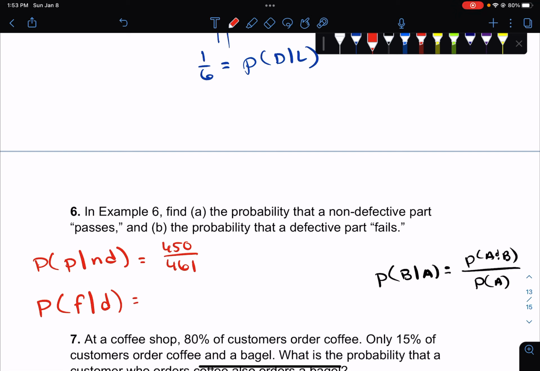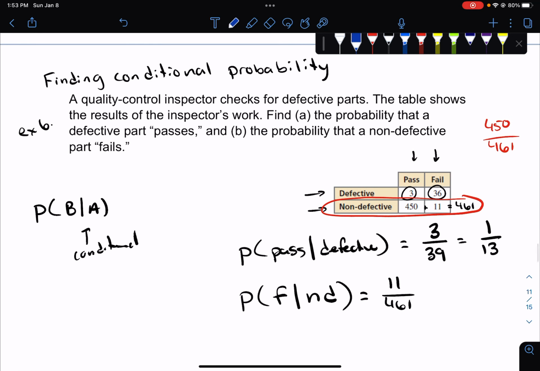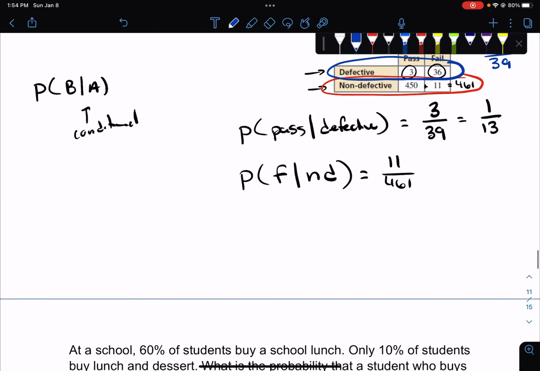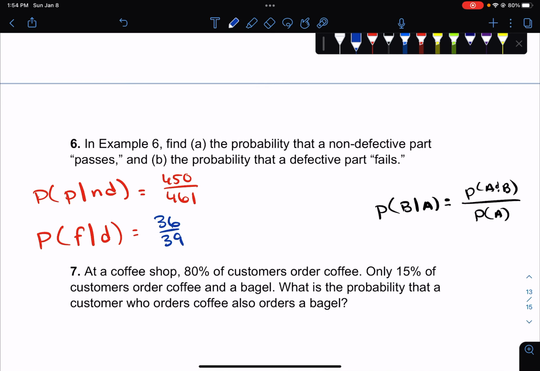What's the probability that something fails if it is defective? Well, if it's defective, that's this row right here. And in total, there's 39 on that row. How many of them fail is right there, 36 out of 39. So what, 12 out of 13? So 36 out of 39 are going to fail if it is defective. I don't know if that's good or bad. I don't know that much about quality control. Maybe that's a high percentage. Maybe that's not a very high percentage.